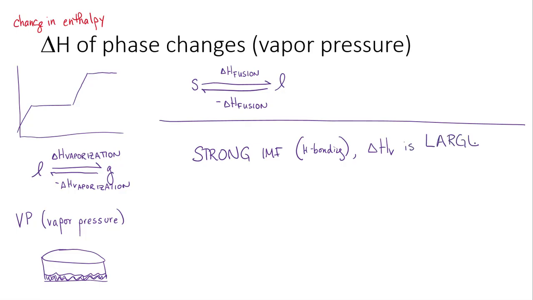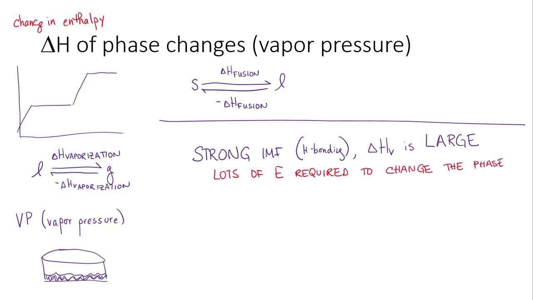large. Lots of energy required to change the phase. The more tightly held together two molecules are, the more energy is required to get them to undergo that phase change. So its delta H of vaporization should be large.